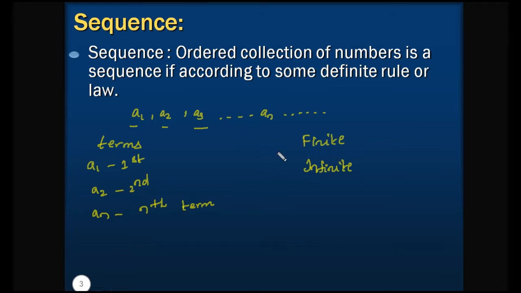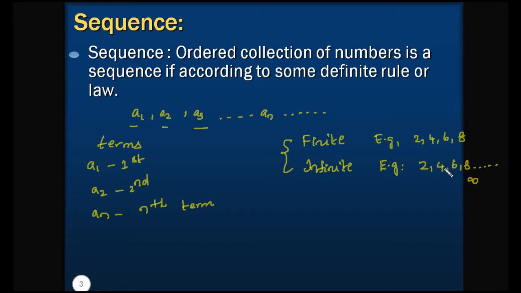From these words, we can understand that if the number of elements in a sequence is finite, then we say that it is a finite sequence. For example, 2, 4, 6, 8. Whereas if the number of elements in a sequence are infinite, we say it as infinite sequence. For example, 2, 4, 6, 8 and so on up to infinity. Such type of sequence is called infinite sequence.